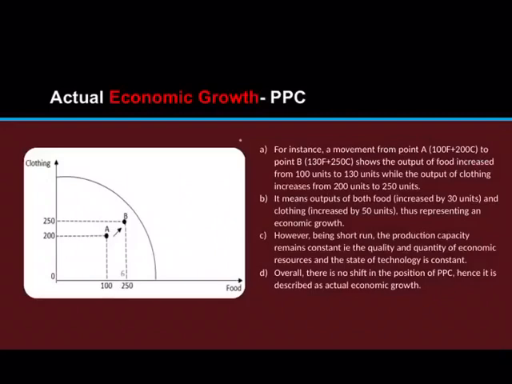By using the existing technological level and the existing amount of resources, they can produce a little bit more, where you can see that now at point B, the point has moved from point A to point B. At point B, the country can produce 250 units of food and 250 units of clothes by utilizing the same amount of resources and the same level of technology.